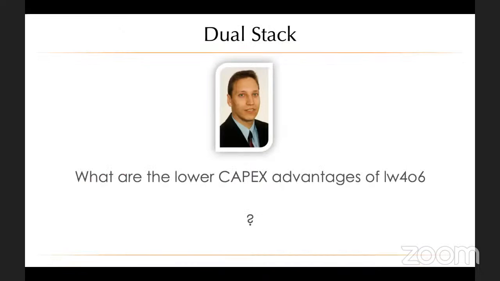When you talk of lightweight 4/6, so you talk of DS Lite, right? And then lightweight 4/6, which is like an enhancement to DS Lite. So what does it mean when you talk of lightweight 4/6 having lower capex than the other transition techniques?